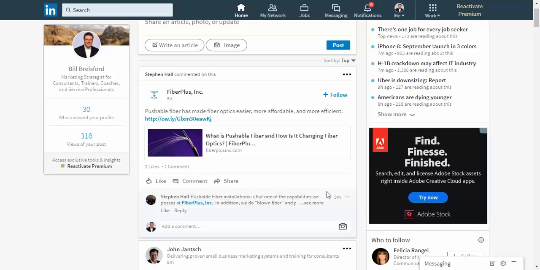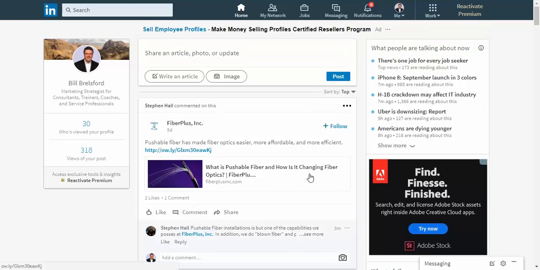LinkedIn is bringing back a feature that they actually had in the past. I think I first wrote about this in 2013, but it's the ability to search within your first degree connections, if that makes sense. So let me show you what I mean here.